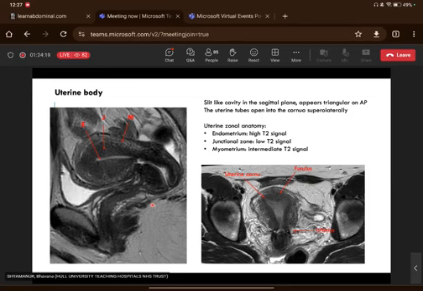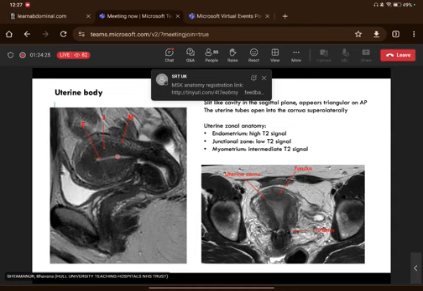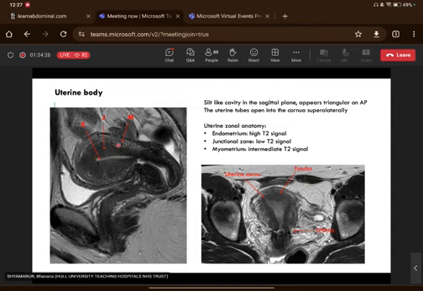The uterine body typically has a zonal anatomy. So there's a central endometrium within the uterine cavity, and that's hyperintense. You have the junctional zone, which is the inner layer of the myometrium, and that's usually dark and hypointense. And then the myometrium itself is a fairly intermediate signal. On the sagittal plane, the endometrial cavity looks slit-like, but when you take an axial plane through it, you can see that it looks rather triangular, and that's because you have the indentation from the fundus and then the convergence towards the cornu.